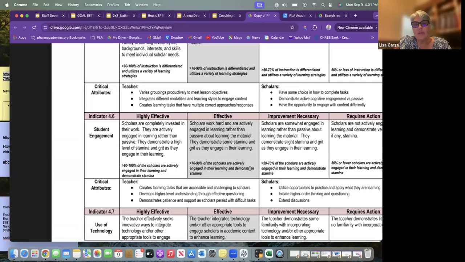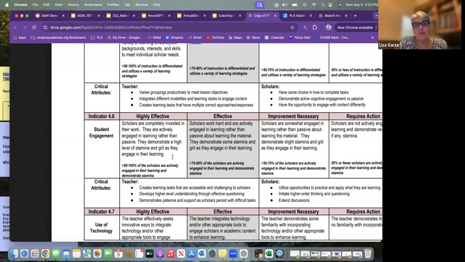So we were able to see in that video that 70 to 90% of the scholars were actively engaged. We were primarily focused on those two individual students. However, when the camera took a wider look back, you could see that at least 70 to 90% of them were engaged. And I would actually even go as far as that 90 to 100% of the scholars were actively engaged in their learning, which says that the scholars are completely invested in their work. They are actively engaged in learning rather than passive, and they demonstrate a high level of stamina and grit as they engage in their learning.